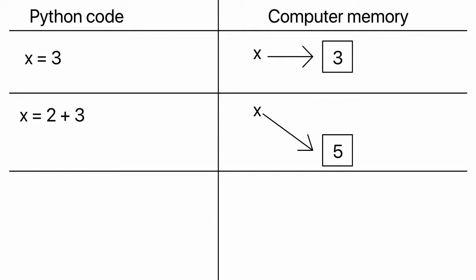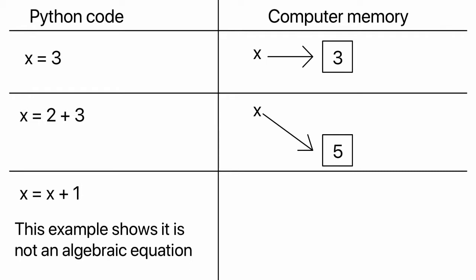Now we will assign x to the value x plus 1. Now it should be clear that this is not an algebraic equation, as this cannot be true for any finite value of x. Follow the rules and evaluate the right-hand side. X is currently 5, so the expression x plus 1 is 6, and we reassign x to be 6. And then because no variable name refers to the 5, the computer deallocates the 5.